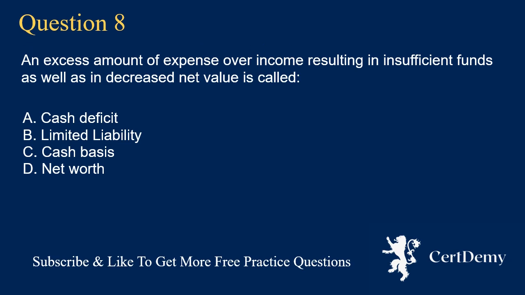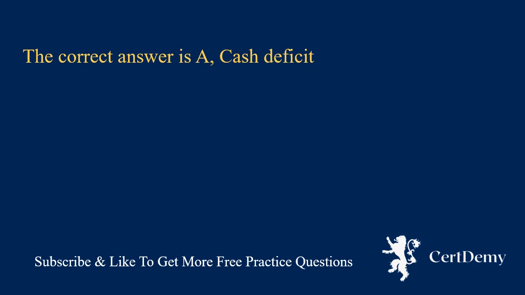Question 8. An excess amount of expense over income resulting in insufficient funds as well as in decreased net value is called A. Cash deficit. B. Limited liability. C. Cash basis. D. Net worth. The correct answer is A. Cash deficit.